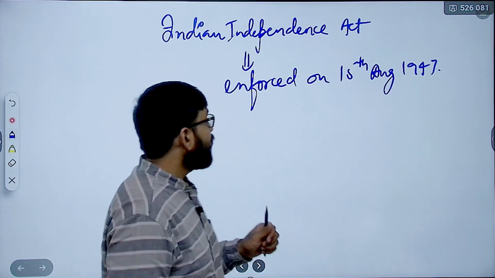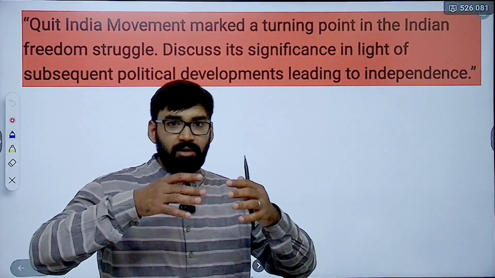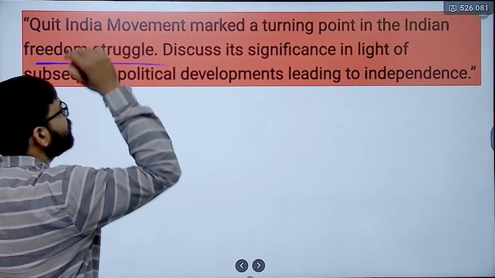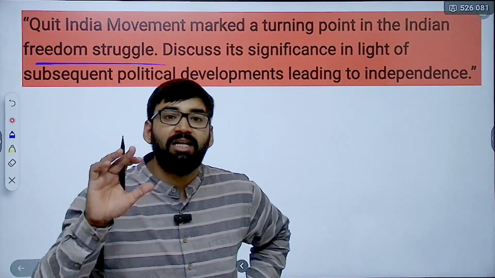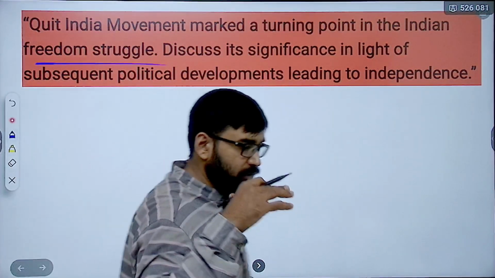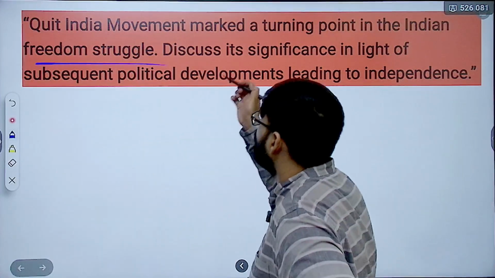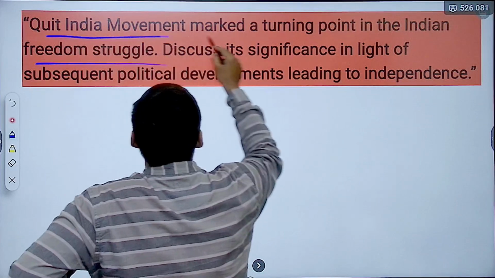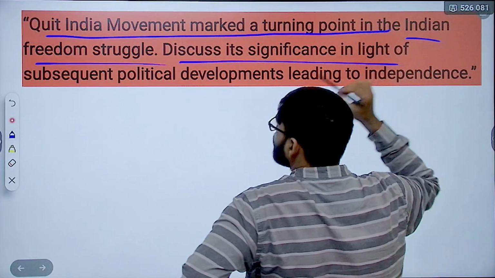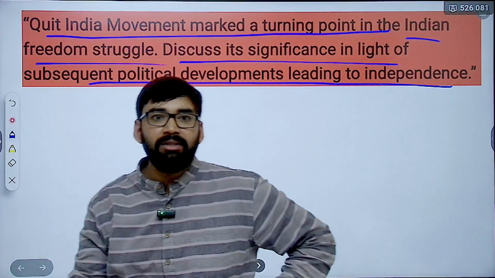Okay, so in this way we can say that the Quit India movement marked a turning point in India's freedom struggle. This is considered the last phase of the struggle. So this is about the journey from the Quit India movement to India's freedom, and this is one question which you can practice. Quit India movement marked a turning point in India's freedom struggle. Discuss its significance in the light of subsequent political developments leading to independence.